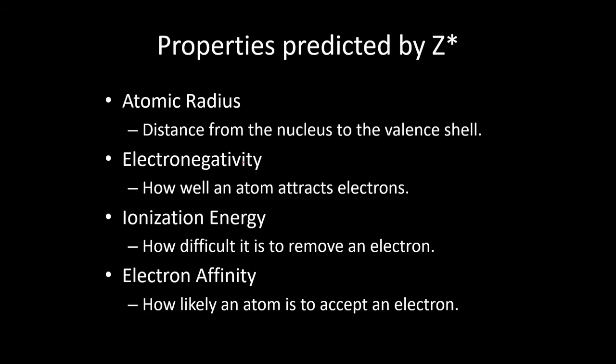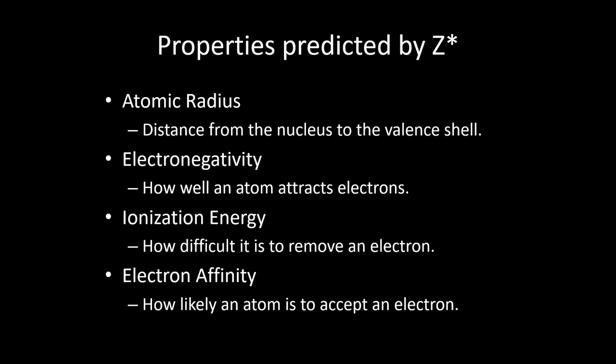Electronegativity is probably a term you've never heard before today anyway. And electronegativity is just a measure of how strongly an atom attracts electrons, so how badly it wants electrons would be another way of putting that. Ionization energy is related to that, but it is different.